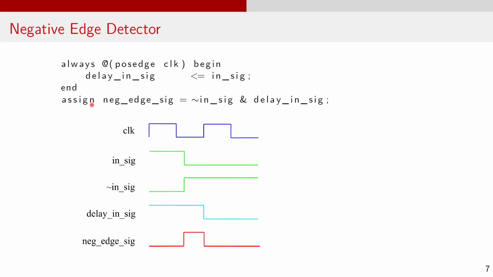Now, let's look at the negative edge or falling edge detector circuit. A falling edge detector is the converse of the rising edge detector. It detects a transition from high to low, or 1 to 0, in the monitored signal. To design this circuit, we delay the monitored signal by one clock cycle, and then we perform a logical AND of this delayed signal and the inverted original signal. Here are the waveforms. In the waveforms, we can observe that the circuit detects the falling edge.